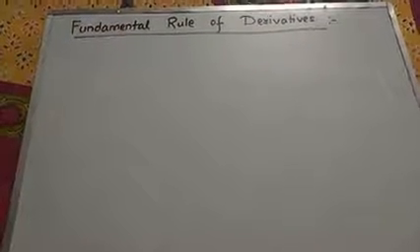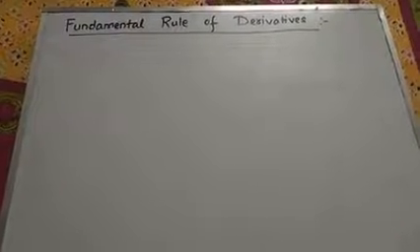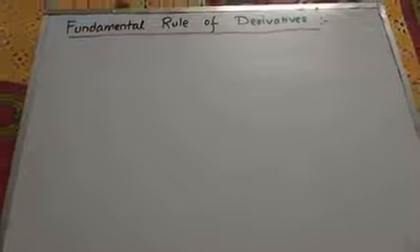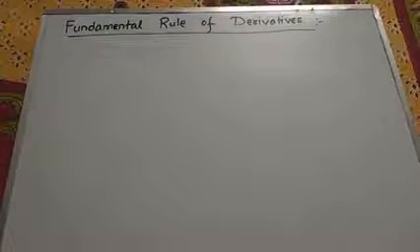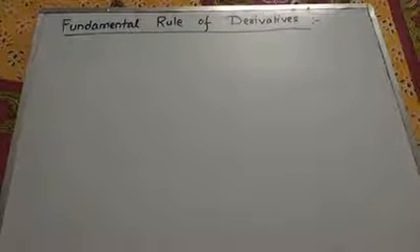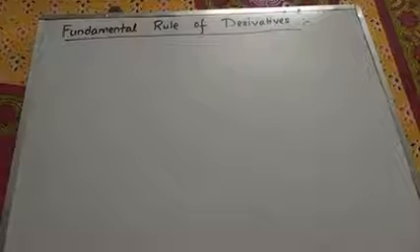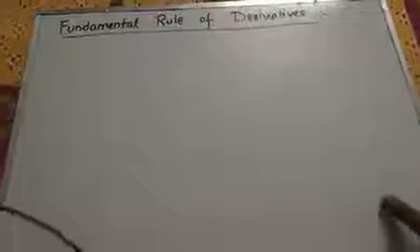Hello students. So today we are going to learn the fundamental rules of derivatives. There are four basic fundamental rules for differentiation: addition, subtraction, multiplication and division. So we will first of all learn what the fundamental rules of derivative are. Number one, the rule of addition.